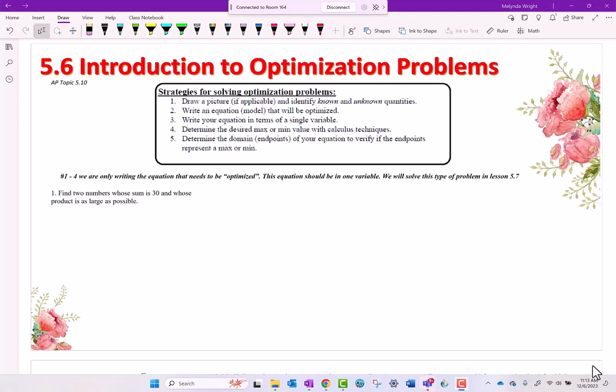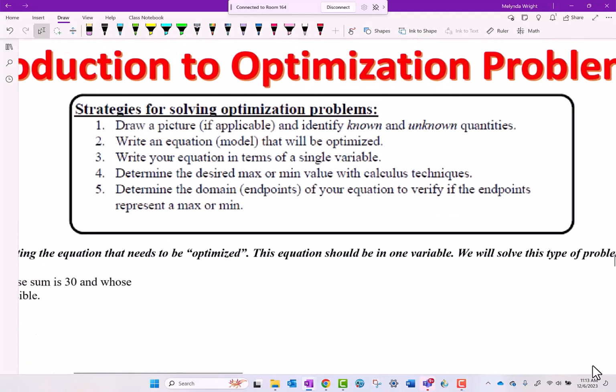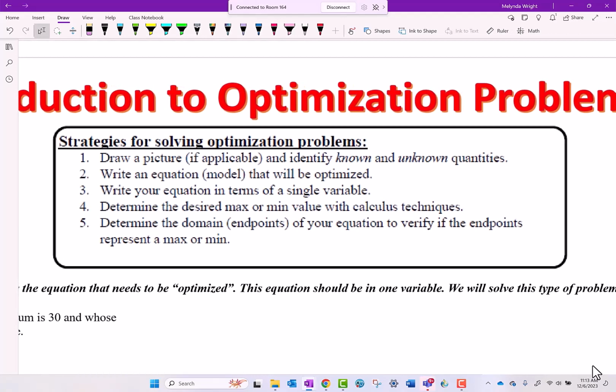All right, let's take a look at our lesson for today. We're actually going to introduce optimization problems. These are word problems that we'll be working with. And this first lesson is an introduction to them. So what I'd like to do is go through the process, how we will solve these, and then we'll jump into examples. So for these types of problems, the optimization problems, we have a process that is recommended that you use.